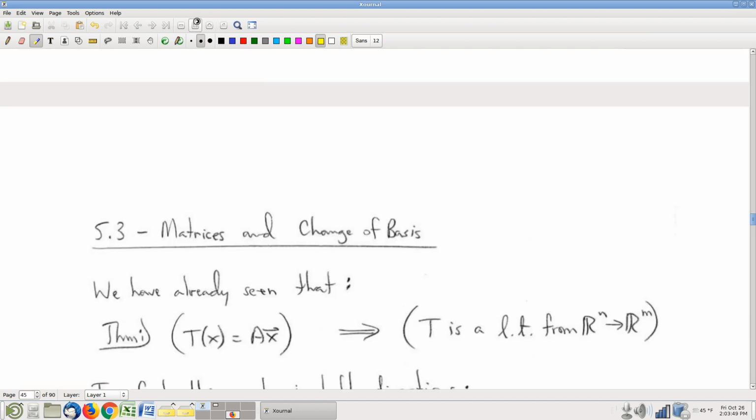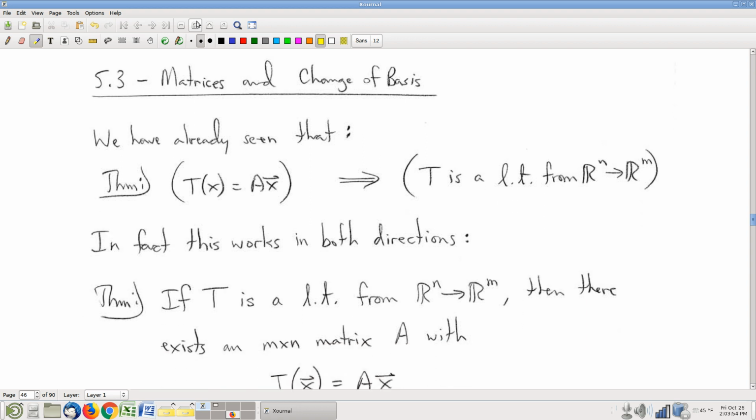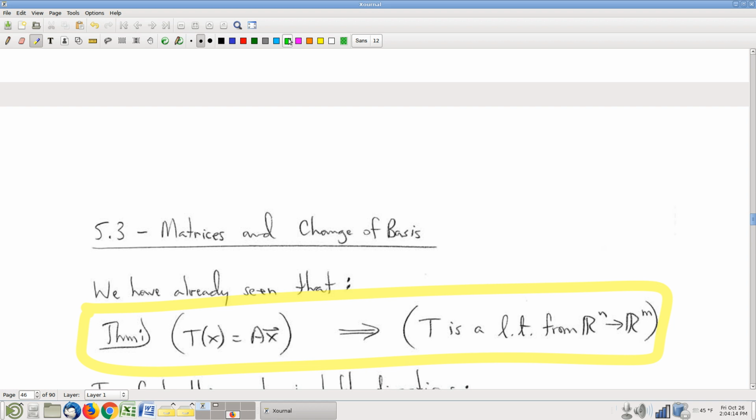All right, so 5.3, a big section. It's going to take us at least 2, probably more like 3 days to cover all the material in this section. It's just a lot of stuff. Start with a quick observation. We already know this. We talked about this in section 5.1, and I left this as an exercise for you. What I asked you to show was that if you think of a matrix as a function, that function is a linear transformation from Rn to Rm.